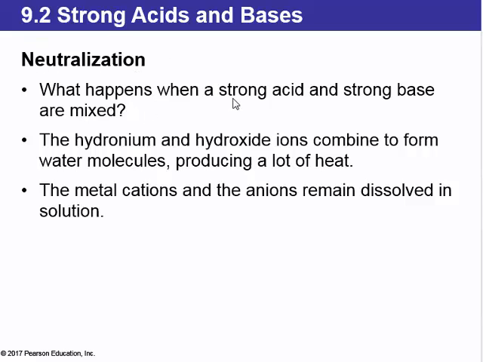So when a strong acid and a strong base are mixed, the proton or hydronium reacts with a hydroxide to form water, and they also produce a lot of heat. The metal cation from the base and the anion from the acid remain dissolved to form an ionic compound.